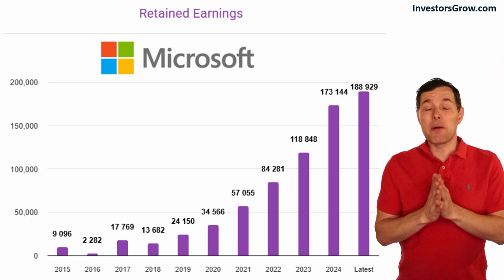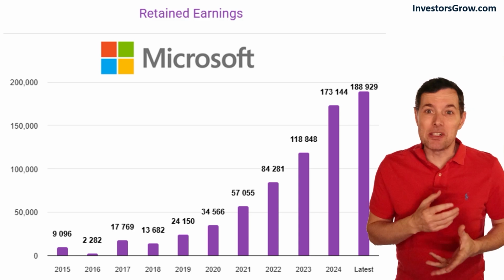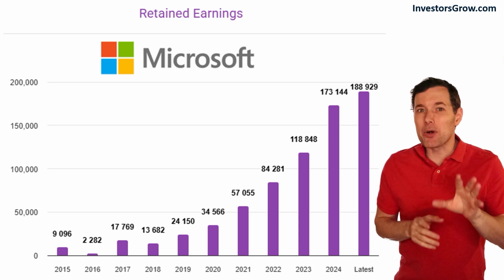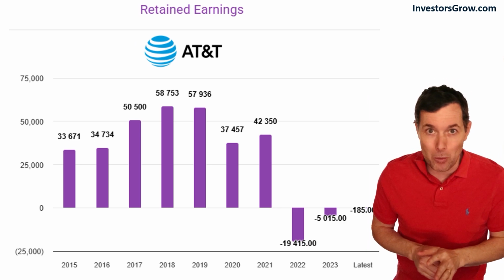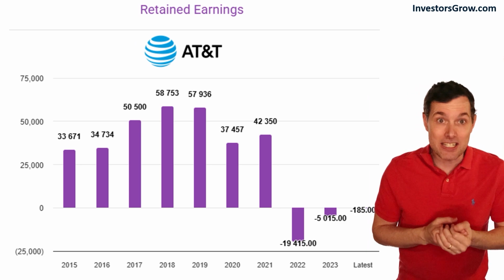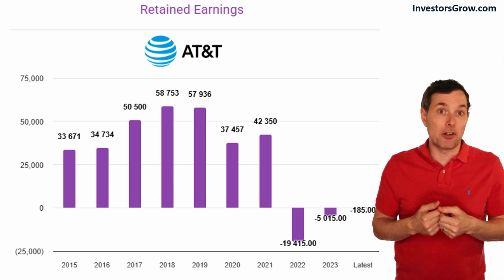But what about a company that was paying too much by way of dividends, and they also had some unusual business events? Well, for that, we're going to jump over to the AT&T chart, the historical chart found on the Investors Grow website for retained earnings for AT&T. And we can see that this chart looks drastically different than what we saw on Microsoft.